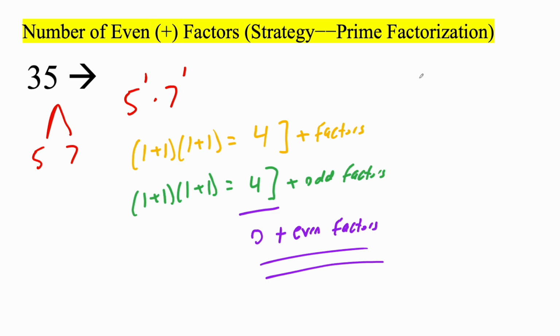Of course, we can list them out. 1 times 35 and 5 times 7. All 4 numbers are odd.